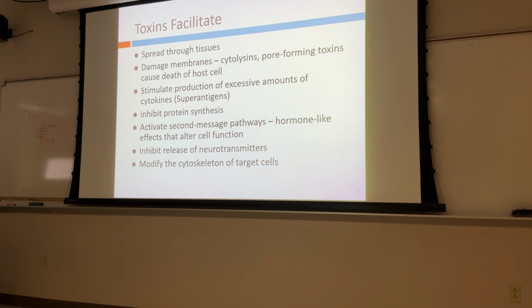Some toxins inhibit protein synthesis, like diphtheria toxin, an exotoxin that inhibits protein synthesis in your cells. You can't make new proteins, you can't do metabolism, you can't do lots of things. So it causes cell death ultimately. Other toxins activate secondary messenger pathways, with hormone-like effects that alter cell function. There's a ton of different ones that do this.